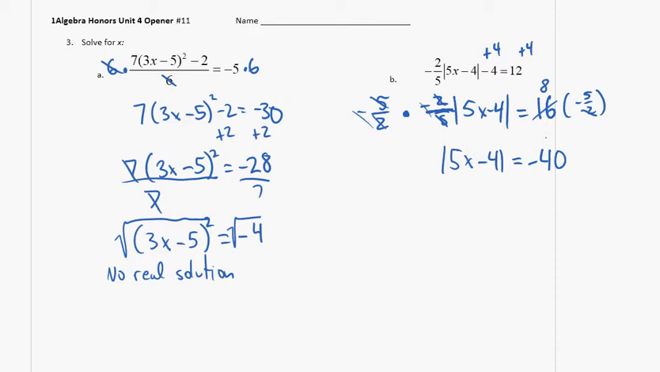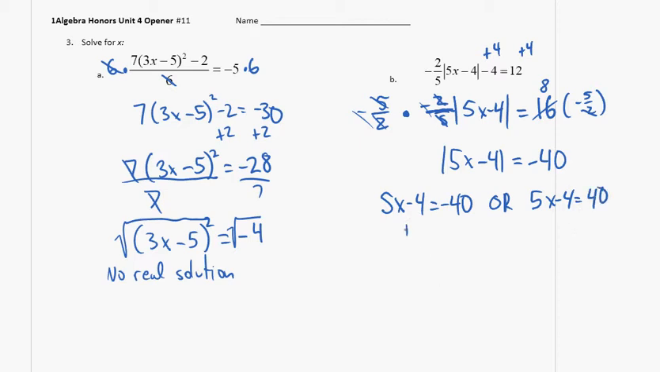And if you're not really paying attention, you just keep going and you say, okay, well, what I learned how to do in some of the earlier openers, like 8, 9, and 10, is I'm going to write two equations, 5x minus 4 equals negative 40, or the opposite of that, 5x minus 4 equals positive 40. And you solve these two equations.